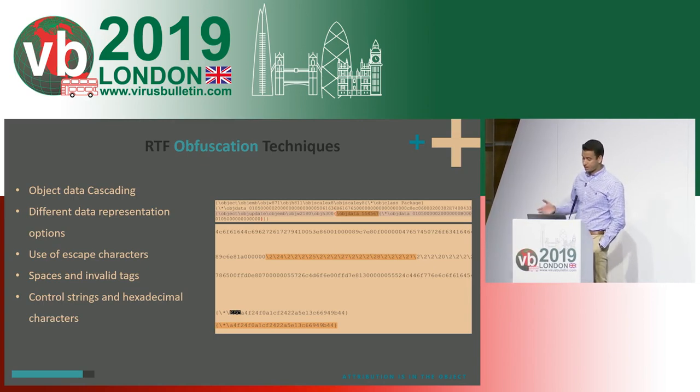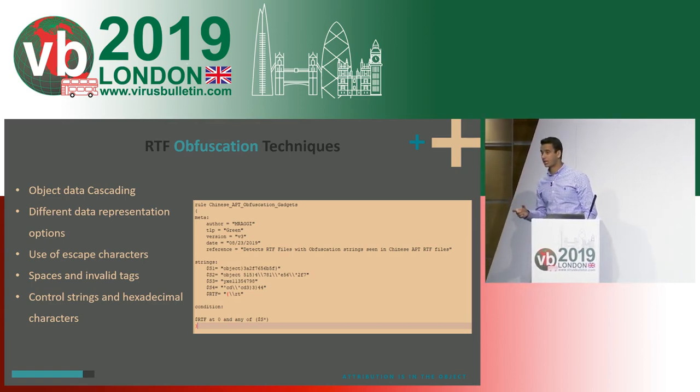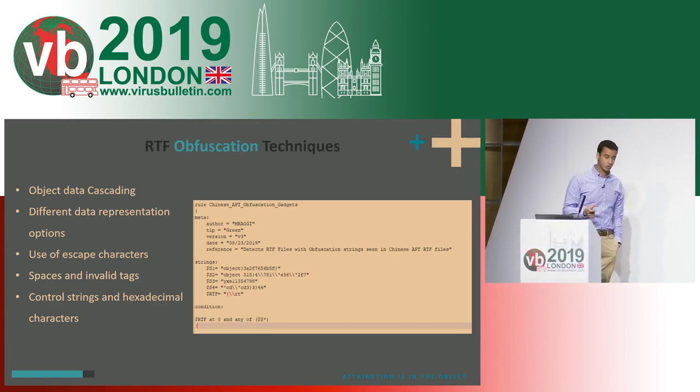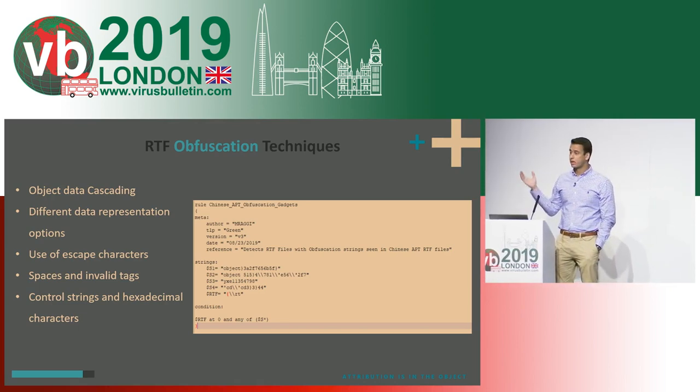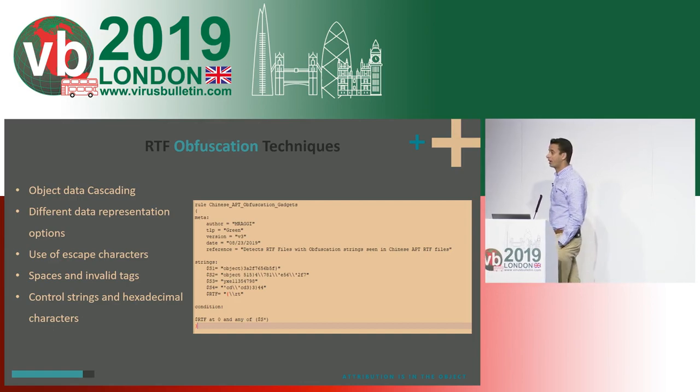An example of a YARA rule that we can use to detect this is, again, very simple. You just detect the obfuscation strings, which are unique, as we said. You have them in the YARA rule, and you look for them inside any RTF file, and you can easily attribute it to the same actor.